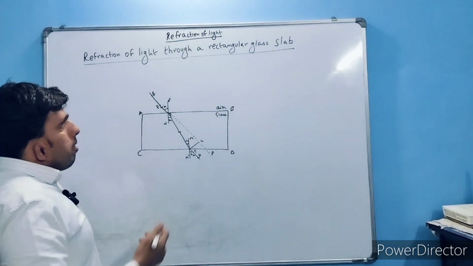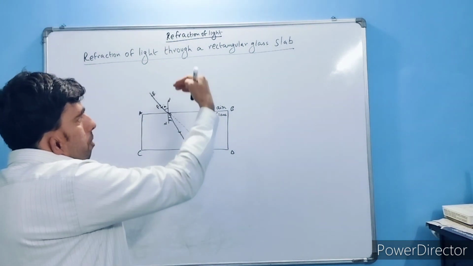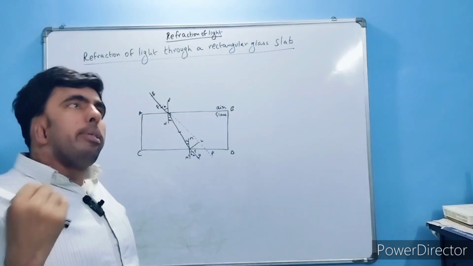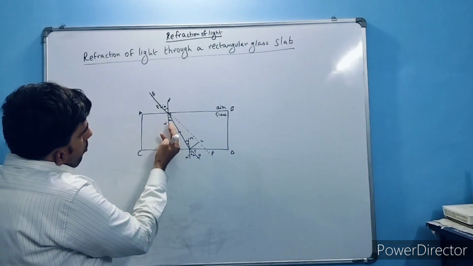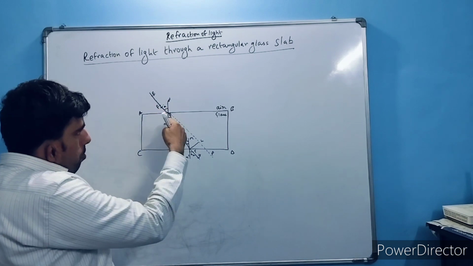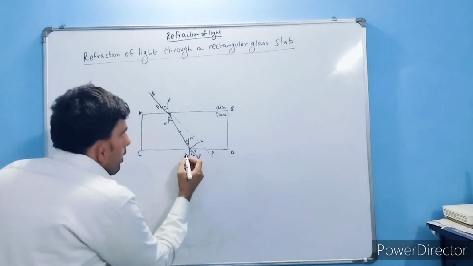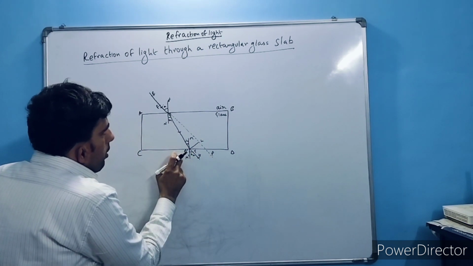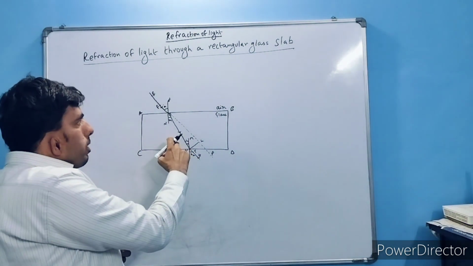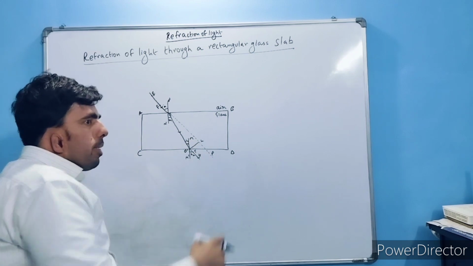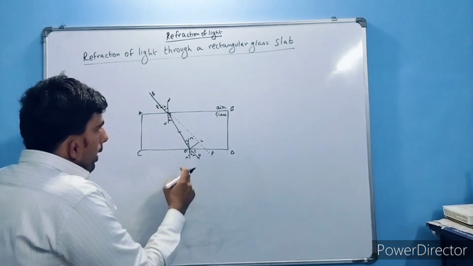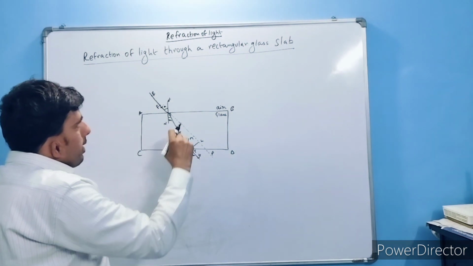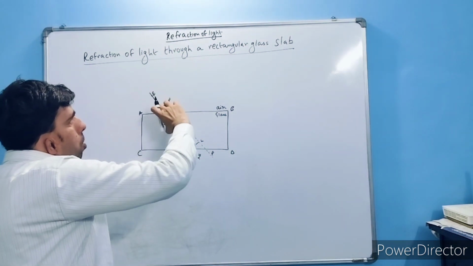Here we have seen that when light enters from air to glass, that is from the rarer medium to the denser medium, it bends towards the normal, and when it strikes the interface at the surface at O dash, that is, now it enters from glass to air, from the denser medium to the rarer medium, it bends away from the normal.